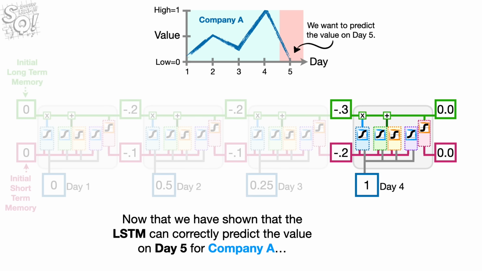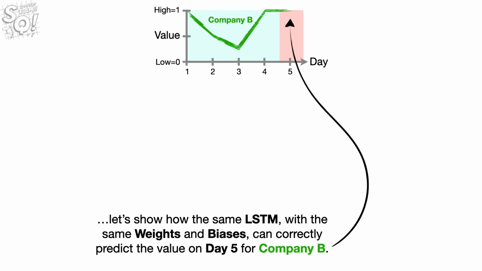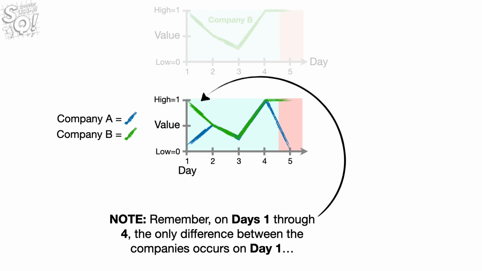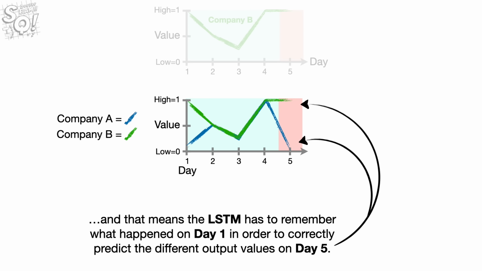Bam! Now that we have shown that the LSTM can correctly predict the value on day 5 for company A, let's show how the same LSTM with the same weights and biases can correctly predict the value on day 5 for company B. Note, remember, on days 1 through 4, the only difference between the companies occurs on day 1. And that means the LSTM has to remember what happened on day 1 in order to correctly predict the different output values on day 5.